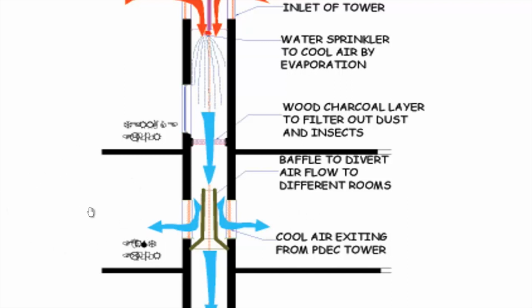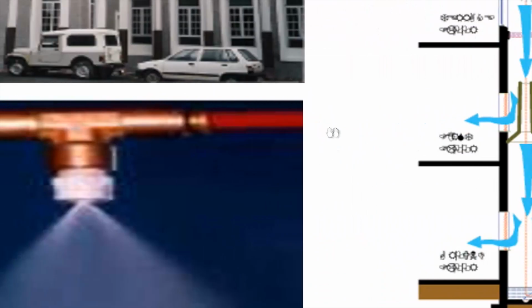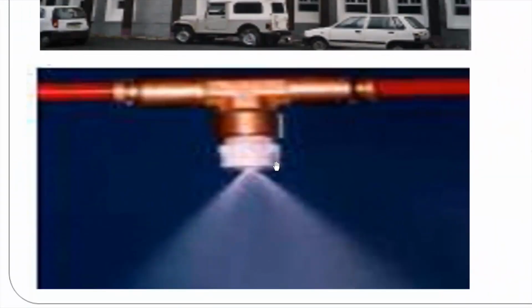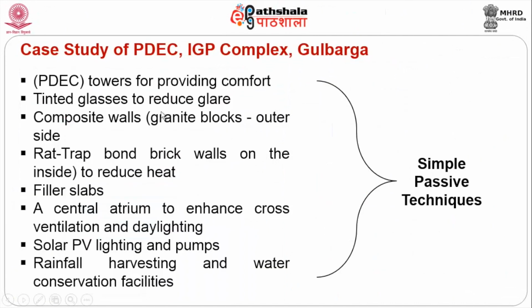There is some kind of occupancy here and there is another occupancy here. To ensure that both places get cool air, the air is diverted here through the baffle walls. Remaining air comes through these walls and they are further diverted into the places. The excess water from the sprinkler is collected below and it is used for recirculation. There are also towers which make the place warm. This is the sprinkler which humidifies the air. PDEC towers for providing comfort.